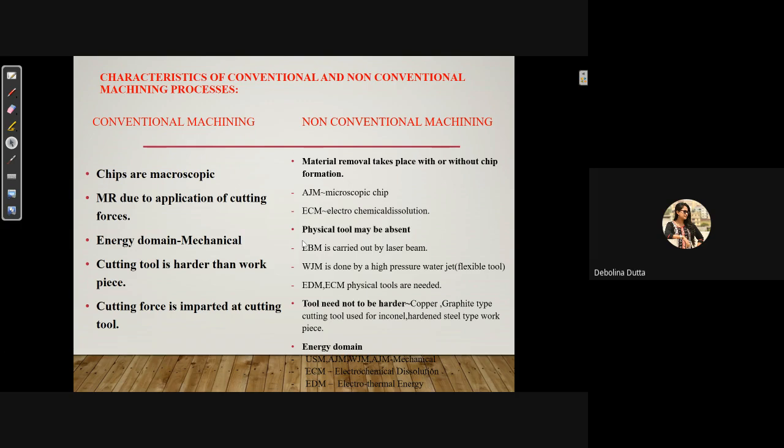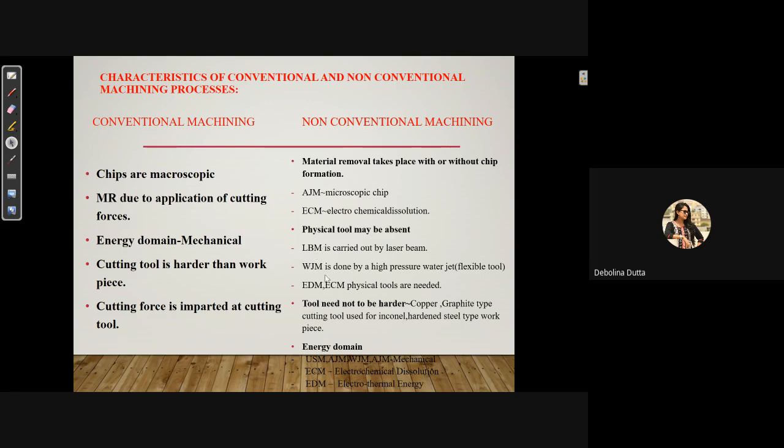You can understand what a laser is. It's an accumulated ray of light, you can say. Later on we will discuss it in detail, but for now, from the top view, it's nothing but a ray of light. So a ray of light is enough to cut a material, which is not a physical tool itself. That is one example of the non-conventional machining process.